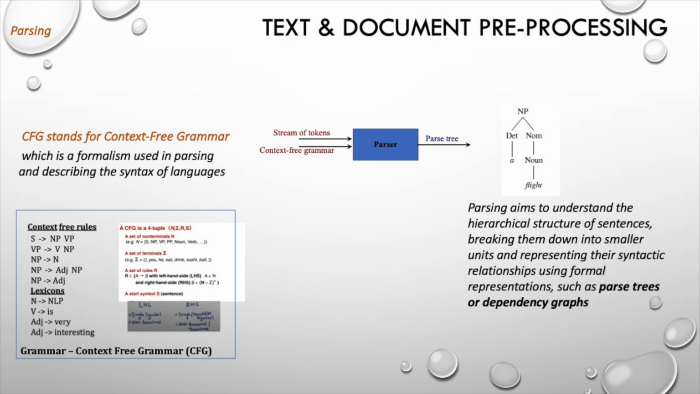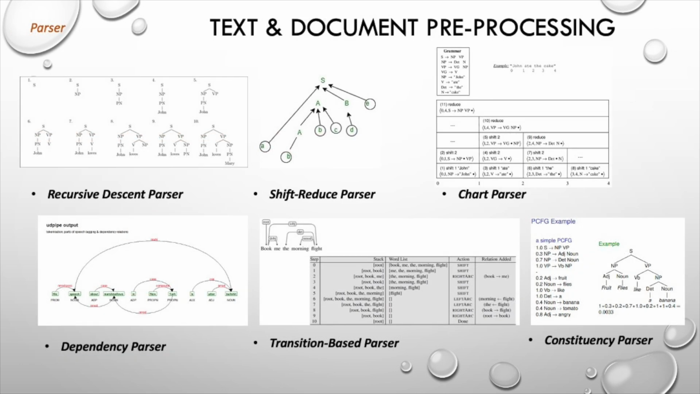Different types of parsers. In natural language processing, there are various types of parsers used to analyze the grammatical structure of sentences. Here are some commonly used types of parsers. Recursive descent parser. Recursive descent parsing is a top-down parsing technique where a parser starts from the top of the parse tree and recursively applies production rules to match the input sentence. It uses a set of recursive procedures to handle each non-terminal symbol in the grammar. Recursive descent parsers are relatively easy to implement, but may suffer from left recursion and backtracking issues.